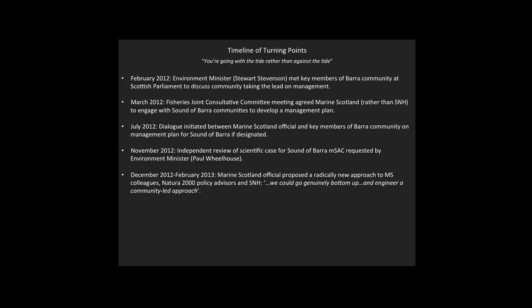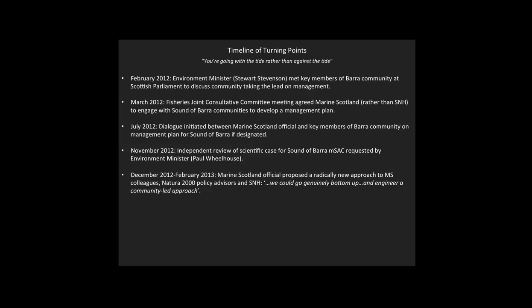because he had sent a draft management plan to the community on Barra in November 2012, which wasn't well received, and at that stage he'd been engaged in dialogue enough to know that anything that was going to be coming and instigated by Marine Scotland or the policy environment was going to be greeted with a lot of suspicion. So this was quite a radical approach to be pioneered by someone within the policy environment to actually go genuinely bottom up and to engineer a community-led approach, to start from the bottom and to scrap the draft plan that they had already.